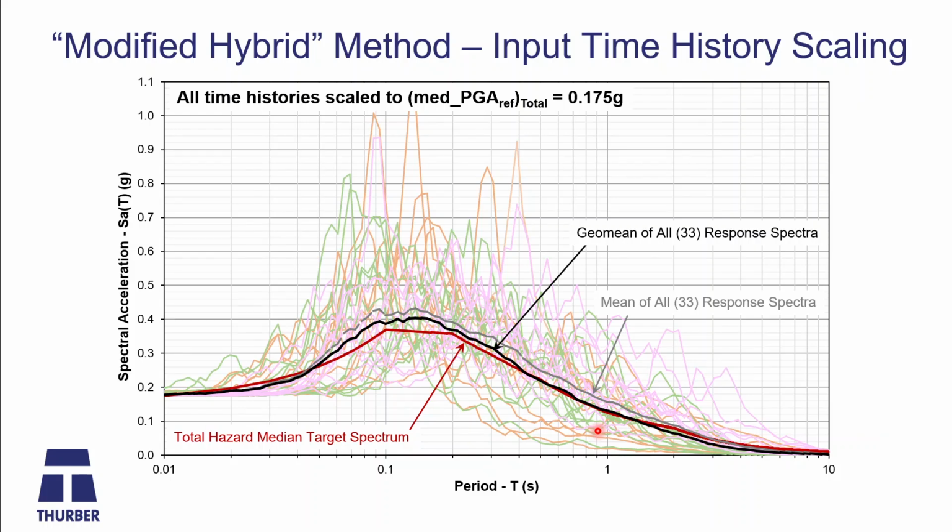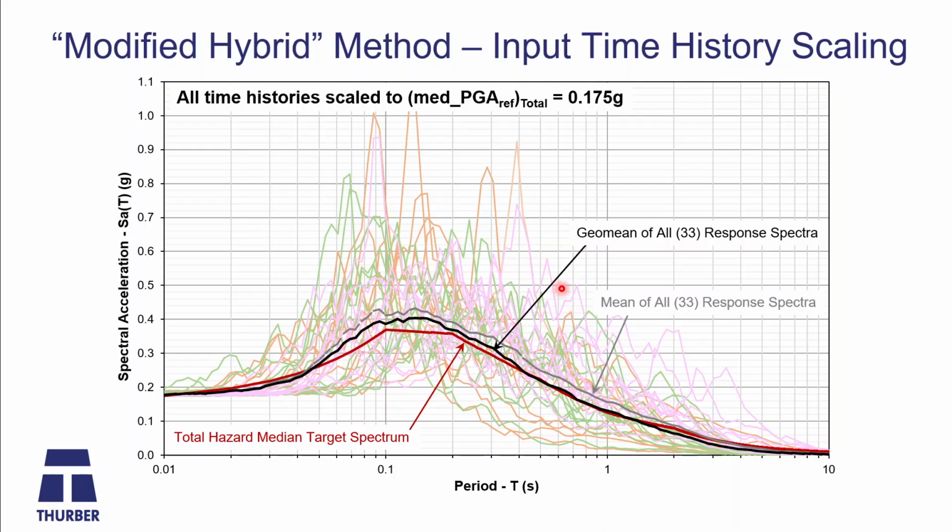In the modified hybrid method, what we're doing in this particular example is we set the target spectrum to 0.175 G. So this would be the median target spectrum, and it's in red. That's coming from deaggregation of each of the hazard values, including PGA. And then we're scaling all of our time histories to 0.175 G PGA. So we get quite a range of ground motion values.